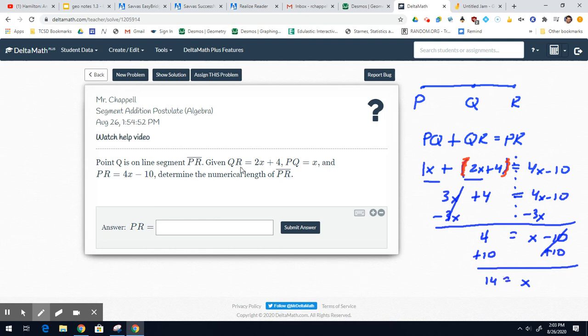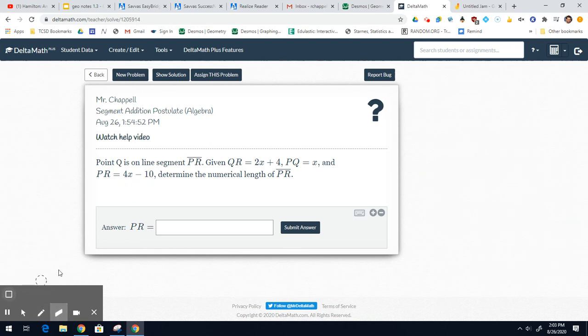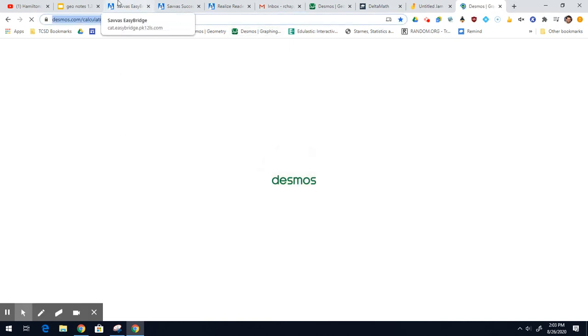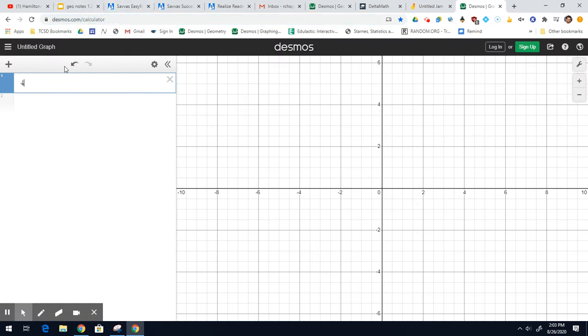So now they want the numerical length of PR. So what was PR? PR was 4x minus 10. So over here, I'll just do 4 times 14 minus 10. And for this, I need a calculator. So I will go to my graphing calculator and type in 4 times 14 minus 10. If you have a handheld calculator, that's fine. That's great. And I got 46.